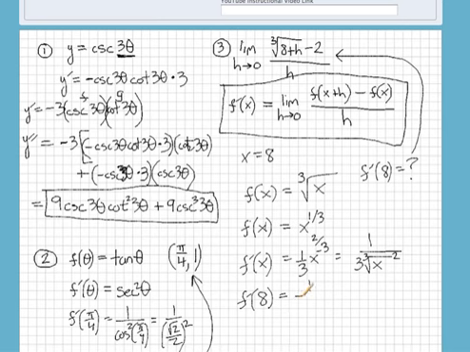So now we have 1 over 3, and then the cube root of 8 squared. The cube root of 8 is 2, squared is 4, times 3 is 12. So there is our answer.